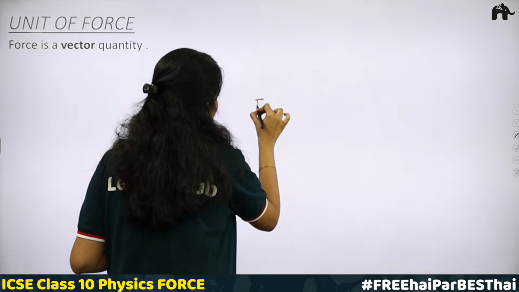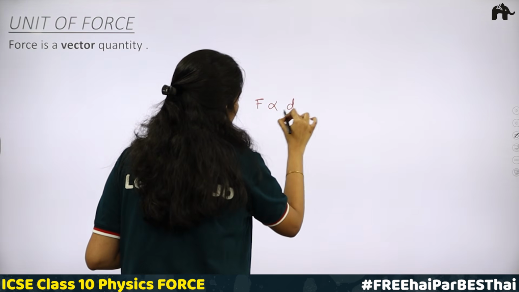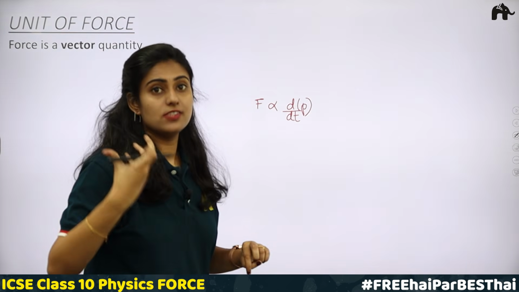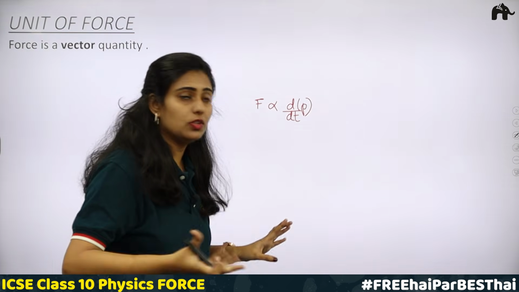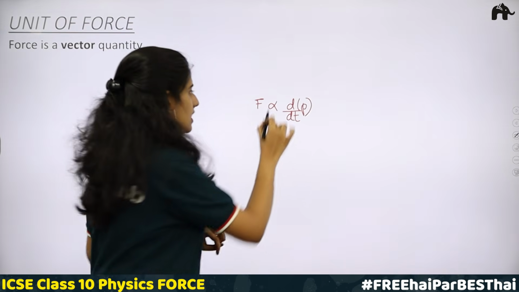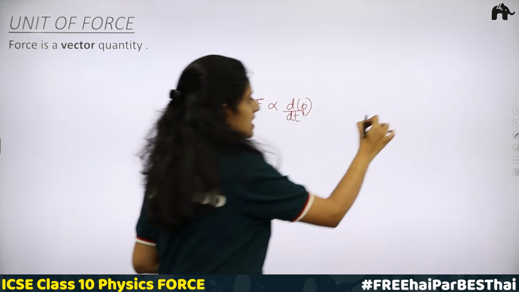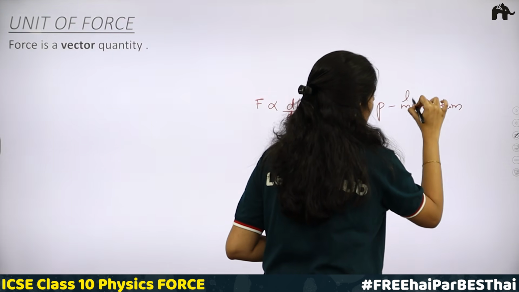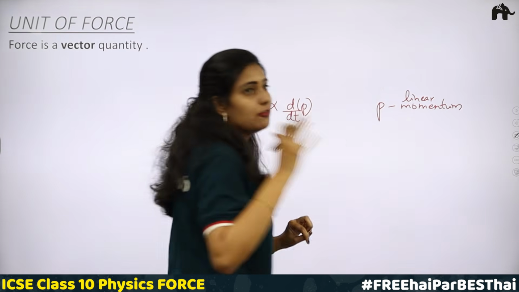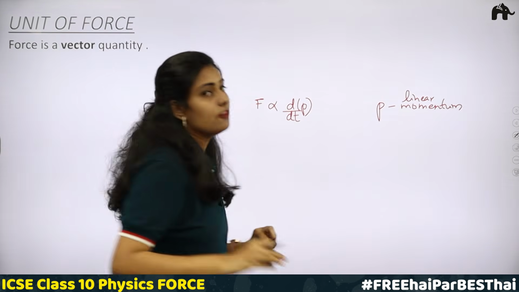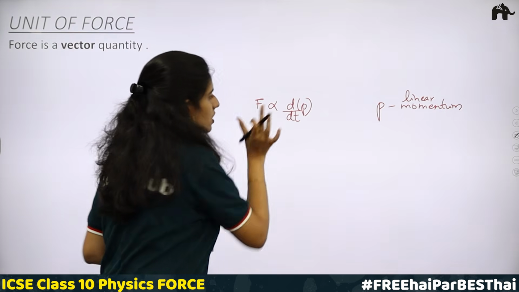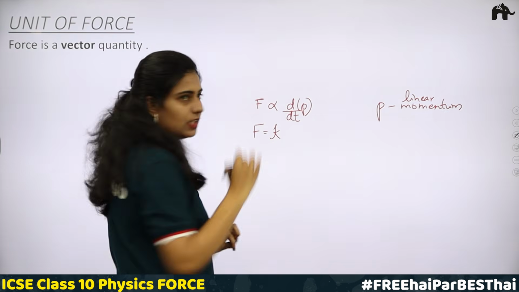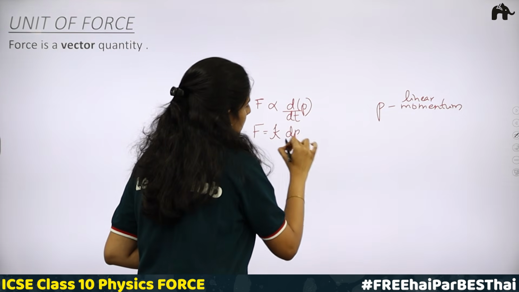Okay. F is proportional to dp/dt. d by dt means rate of change with respect to time. How is a quantity changing? That is d by dt. So d by dt of p. What is p? P is our momentum, the linear momentum. So we can say that force is the rate of change of linear momentum. In order to remove this proportionality, what is done? A constant k can be introduced. Okay, F = k dp/dt.